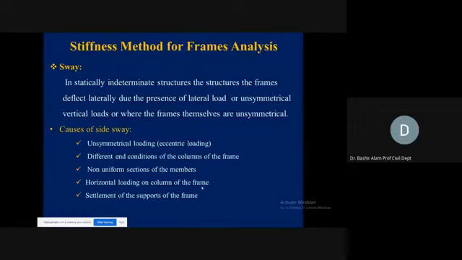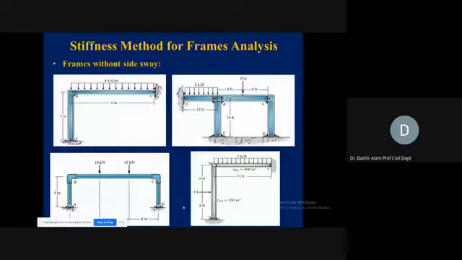Horizontal loading on column of the frame. So horizontal loading on a column can be a reason for the side sway. And settlement of the supports, unequal settlement of the supports of the frame. Now let's go by examples.